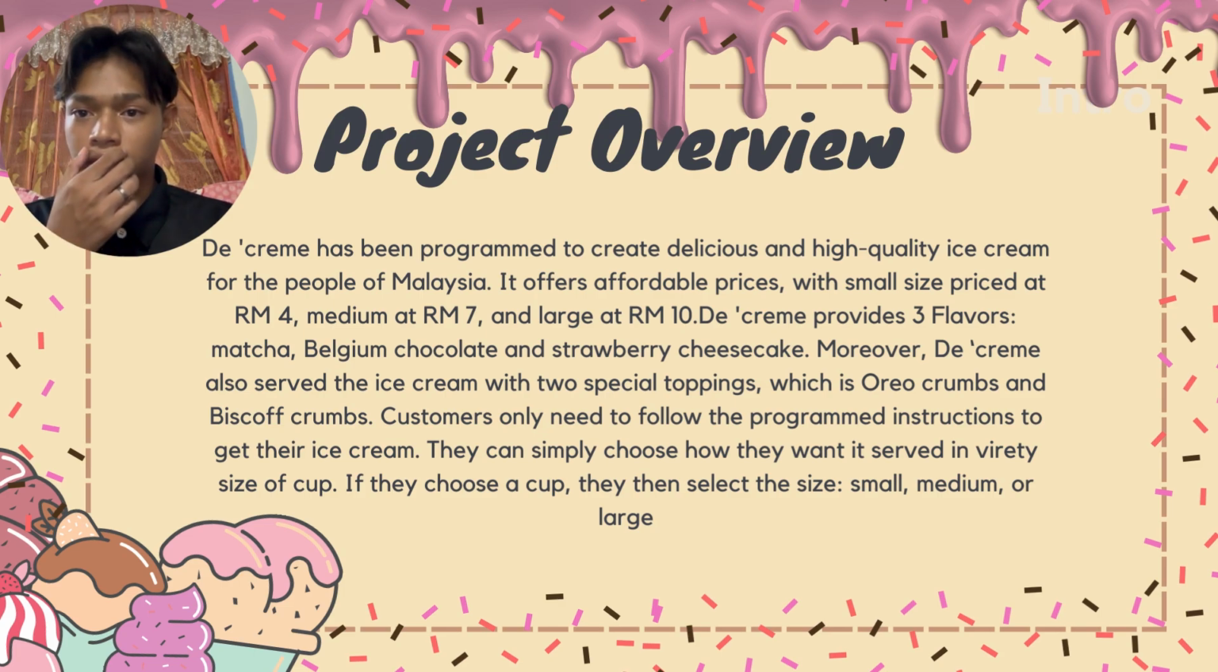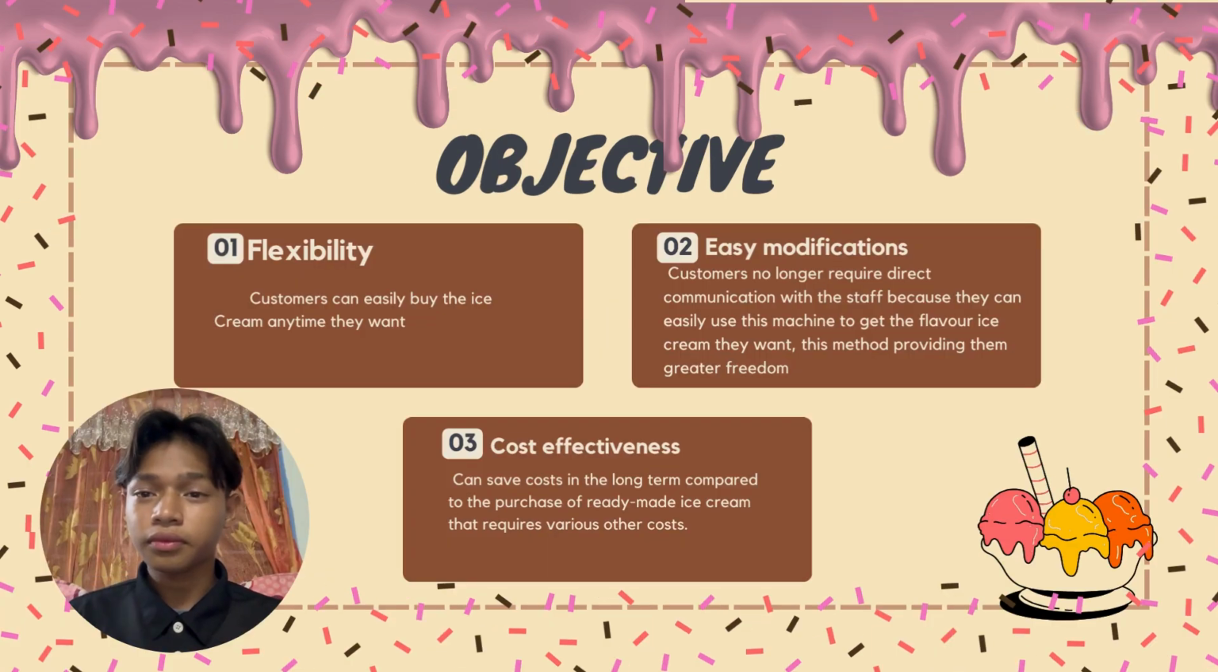So this is our project, which is an ice cream vending machine. The objective of our product is, first, flexibility, which is that customers can easily buy ice cream anytime they want, and second, easy modification, which is that customers no longer require direct communication with the staff because they can easily use the machine to get the flavored ice cream they want, and this method provides them greater freedom.